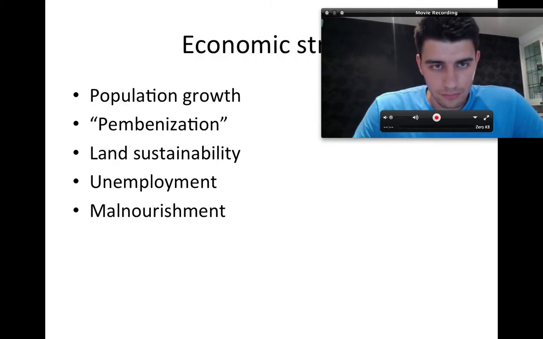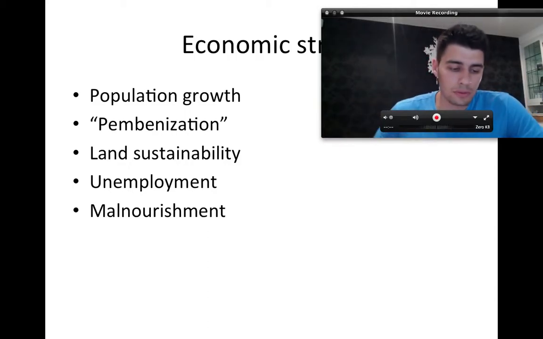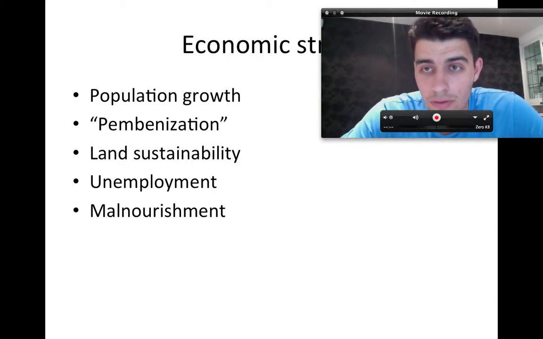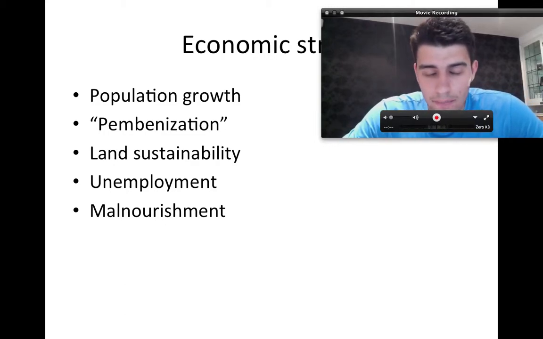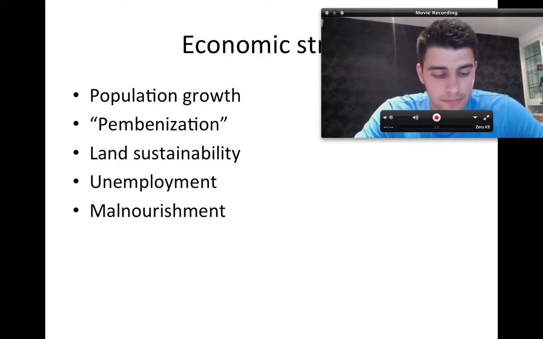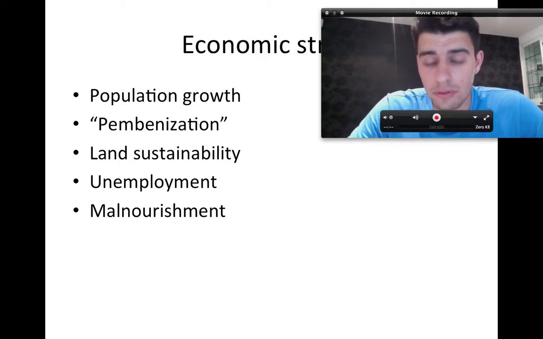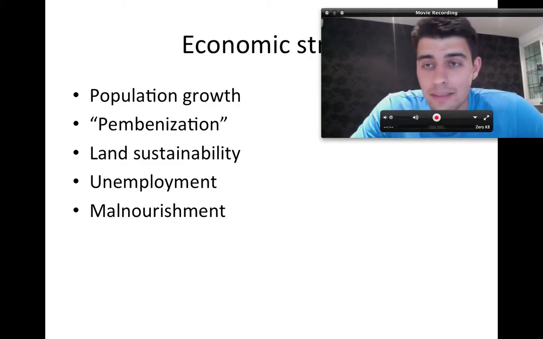So the economic stresses that came about, which led to the beginning of the conflict, were mainly down to population growth. In the 50 years prior to the beginning of the conflict in the early 90s, there had been a massive increase in the size of the population in Rwanda. This had seen the population grow from 1.887 million people to 7.5 million people. So a huge increase over the course of a small period of time, just over 50 years. And this created massive economic stress in the country.